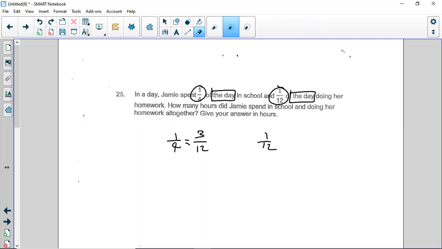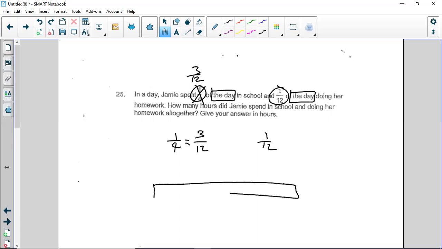So let's draw the model, and this 1/4 is actually talking about 3/12, and it's talking about the day. So the day, the day is cut into how many boxes? So now you break apart. This is how you break apart the fractions. But before you break apart, what is it talking generally about? It's talking about a day. And then after that, break it apart to draw your model.